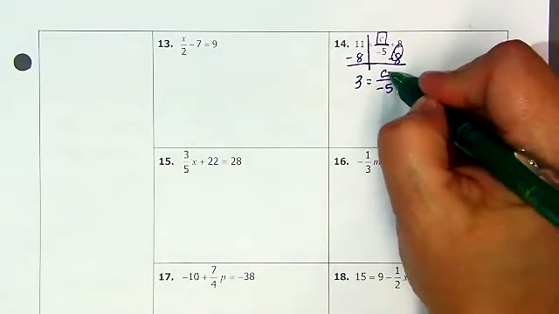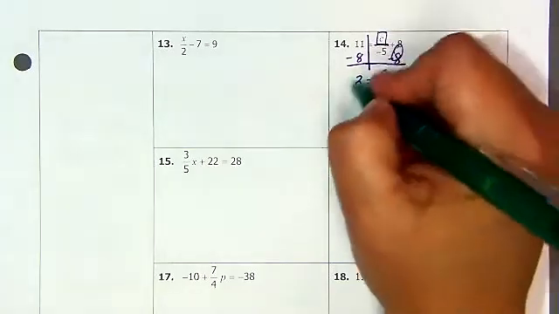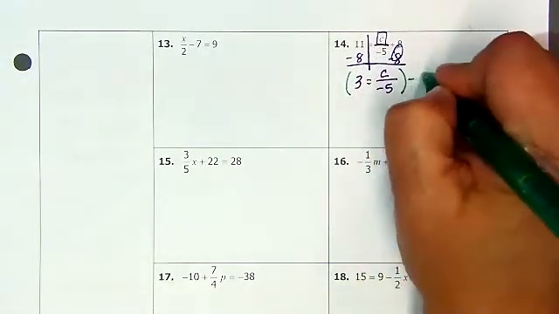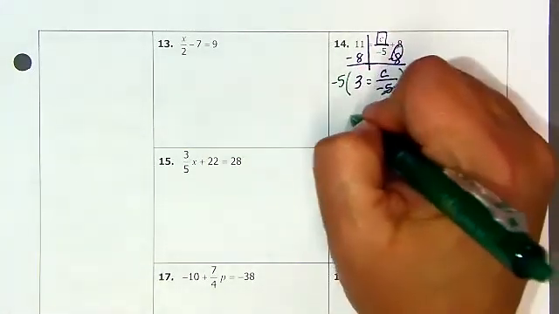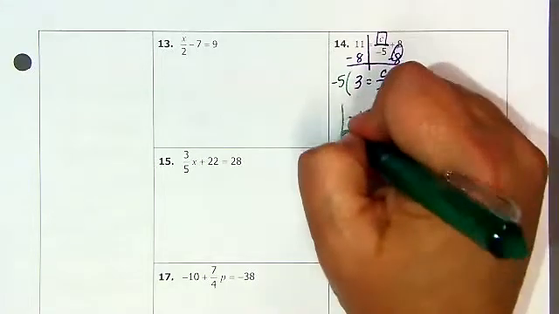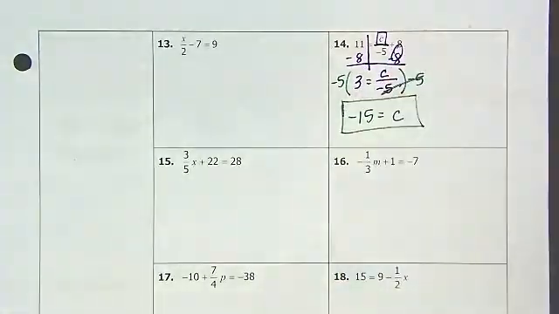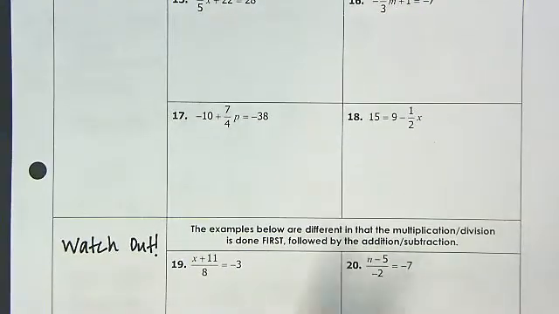What's happening between the C and the -5? What operation? Division. How do I undo division? We multiply by -5 to both sides. This cancels, and I end up with -15 equals C. And there we go. Okay, just a couple more, guys. All right, so now we're looking at 17. I'm trying to make sure that I go through as many examples as possible so you know what's going on.